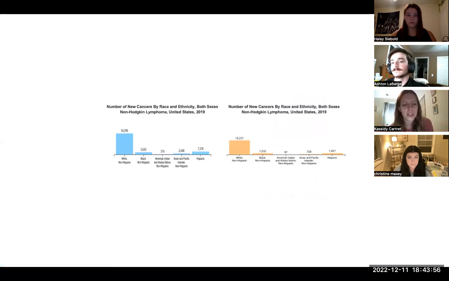Okay, and we can also see the number of incident cases for non-Hodgkin's lymphoma in 2019 in comparison by race and ethnicity. You can see on the left that incident cases were more significant in Caucasians than in any other race. And on the right, you can see that the mortality rates were the same. It was more significant in Caucasians than in any other race.